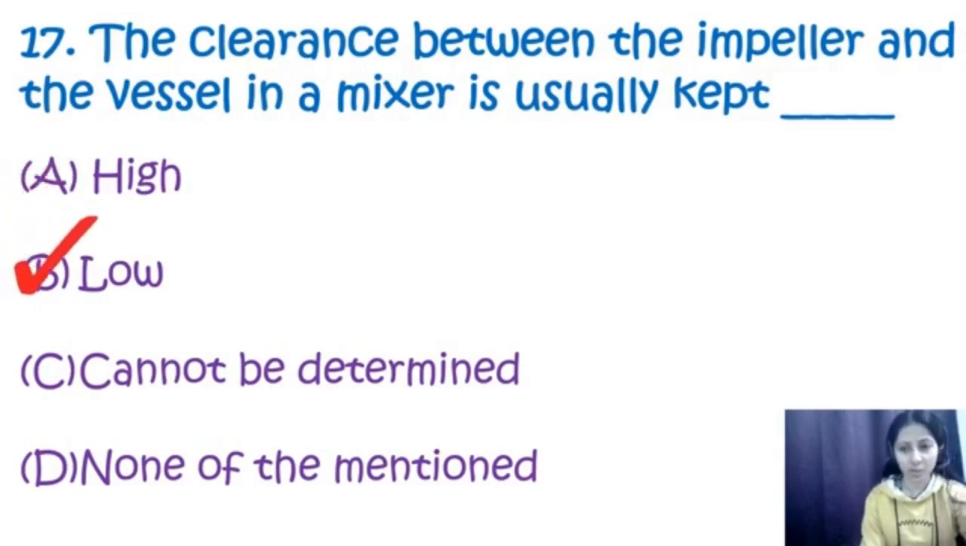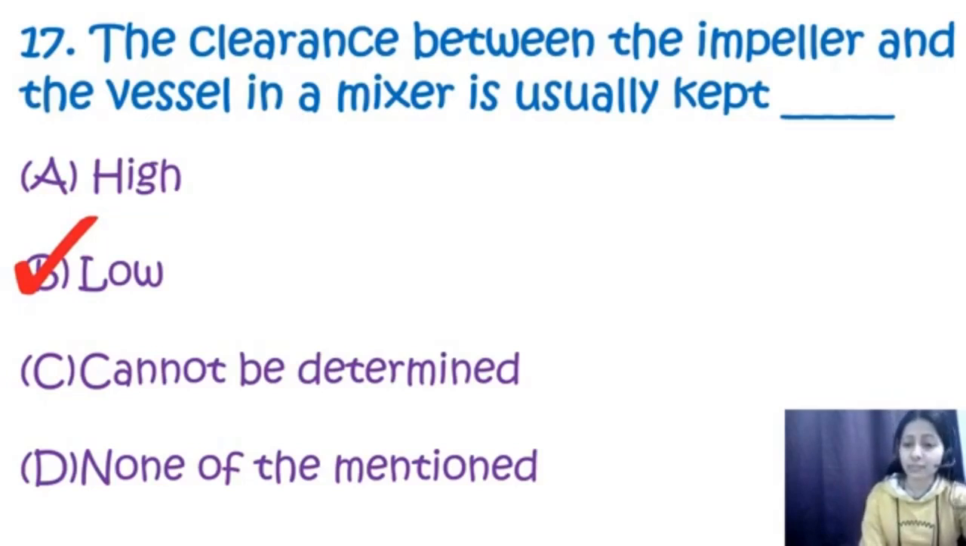So the correct option is option number B, that is low. The clearance between the impeller and the vessel in a mixer depends on the specific type of mixer and the desired outcomes. However, in general we can say that this clearance between the impeller and the vessel is usually kept low. This is because low clearance helps to increase the mixing efficiency, or it reduces the power consumption of the mixer.